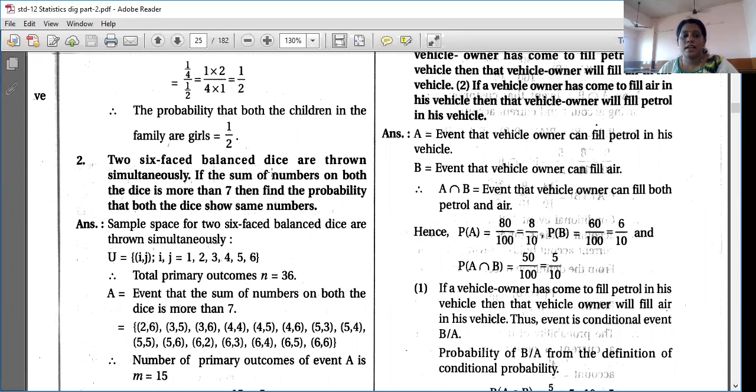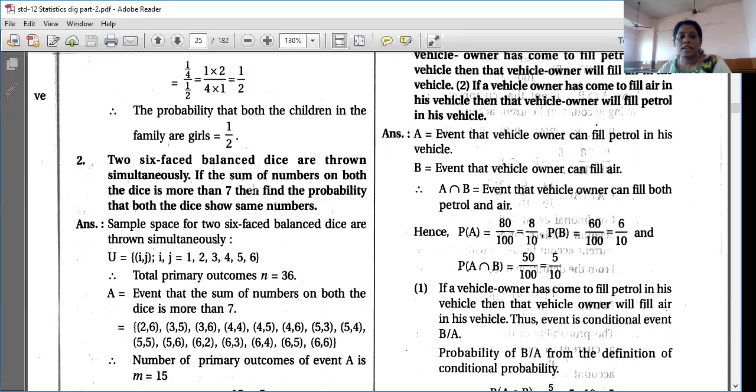Two 6-page dice, 6-page balanced dice are thrown simultaneously. If the sum of the numbers on both the dice is more than 7, then find the probability that both the dice shows same numbers. Two 6-page dice are thrown simultaneously. Okay, so total outcome comes to two 6-page dice. अगर एक होता तो कितना होता 6. अगर two 6-page dice है तो your total outcome comes to 36. Therefore, n is equal to 36.